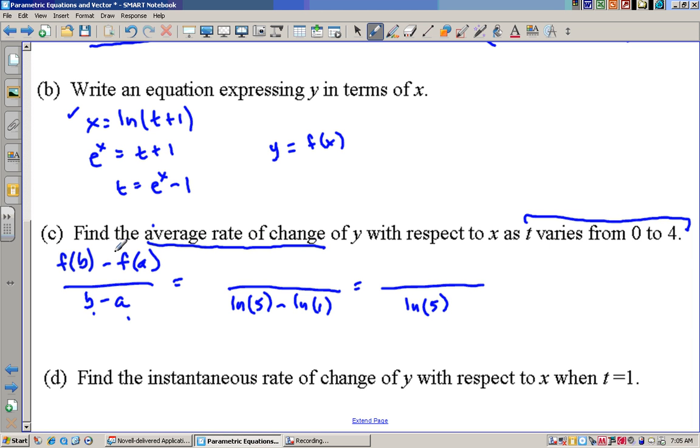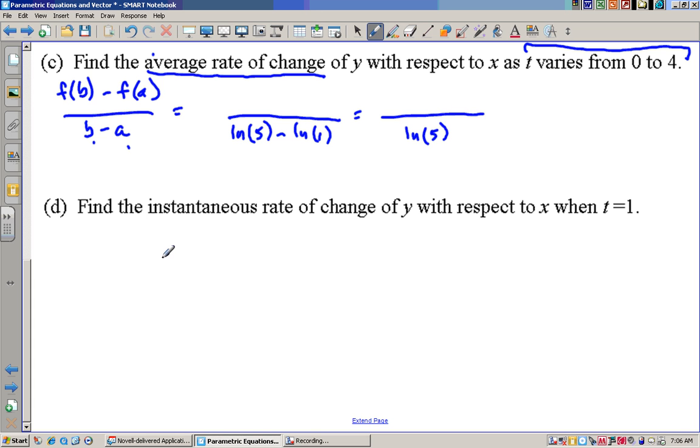Okay, how about f of b minus f of a? Well, here you have your function that you found. Plug that in here, and you'll have your average rate of change from t equals 0 to t equals 4. And that's C.